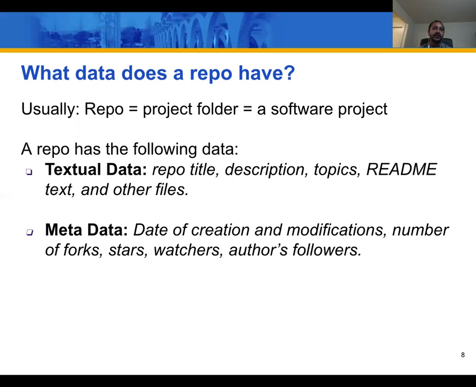So basically, we can say that a repository has two types of data: textual data and metadata. In the textual data, we have repository title, description, topics, readme text, and other files. And in the metadata, we have the date of creation and date of modification, number of forks, number of stars, number of watchers, and the followers of the author.